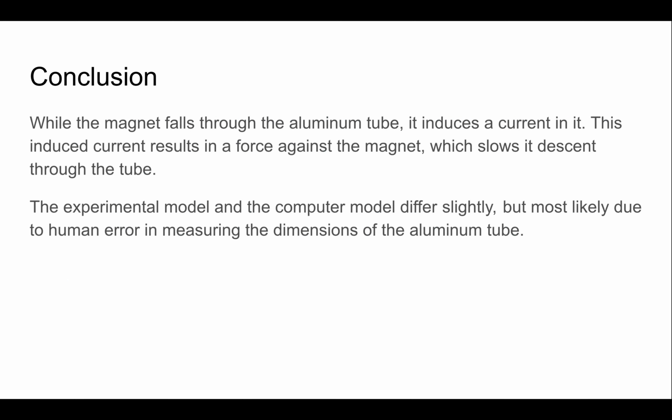So conclusion. While the magnet falls through an aluminum tube, it induces a current in it. This induced current results in a force against the magnet which slows its descent through the tube. The experimental model and the computer model differ slightly, but most likely due to human error in measuring the dimensions of the aluminum tube.